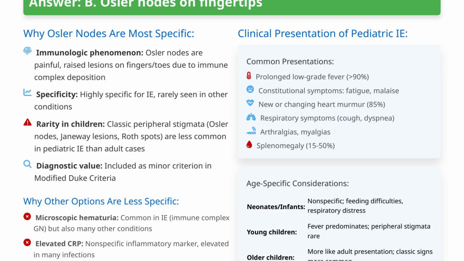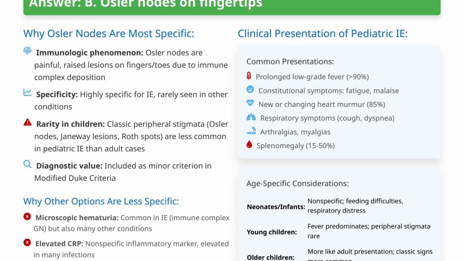The correct answer is B. Osler nodes on fingertips. Osler nodes are painful, raised lesions on fingers or toes resulting from immune complex deposition and are highly specific for infective endocarditis. They're included as a minor criterion in the modified Duke criteria for diagnosis. The other options, while commonly seen in infective endocarditis, lack specificity.